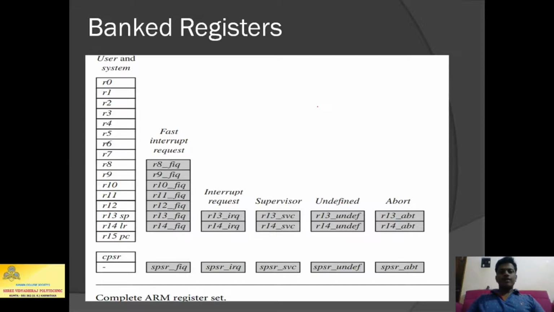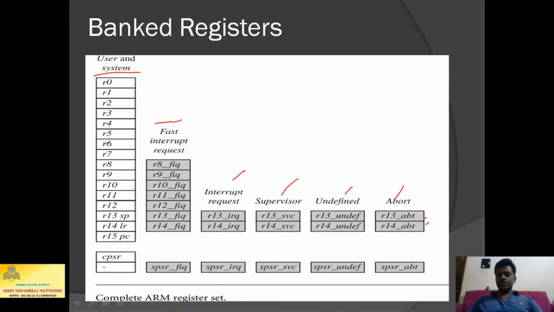In the next slide we have banked registers. What are banked registers? You can see on the screen there are a number of modes, user and system mode, total 7 modes: user and system mode, fast interrupt request, supervisor, undefined and abort. For each mode we have specialized registers dedicated or banked, which are hidden. Whenever the processor moves into that mode, then these registers will have significance. There are total 37 registers in the register file. Out of those, 20 registers are hidden from a program at different times.